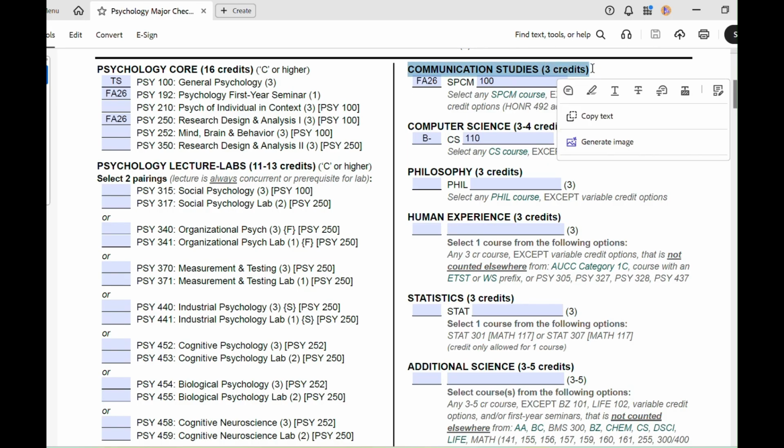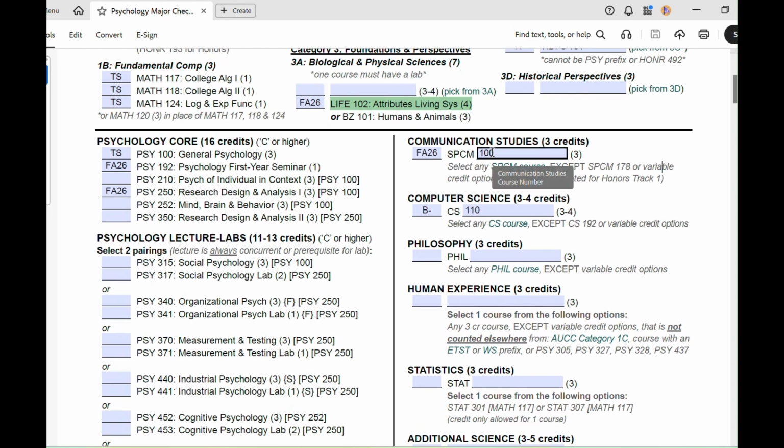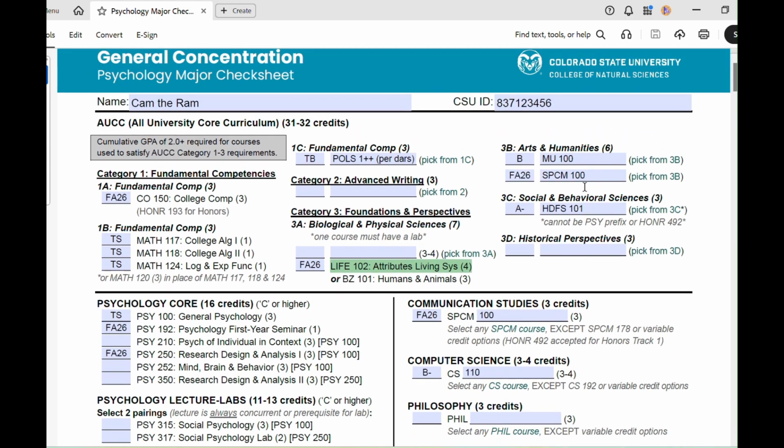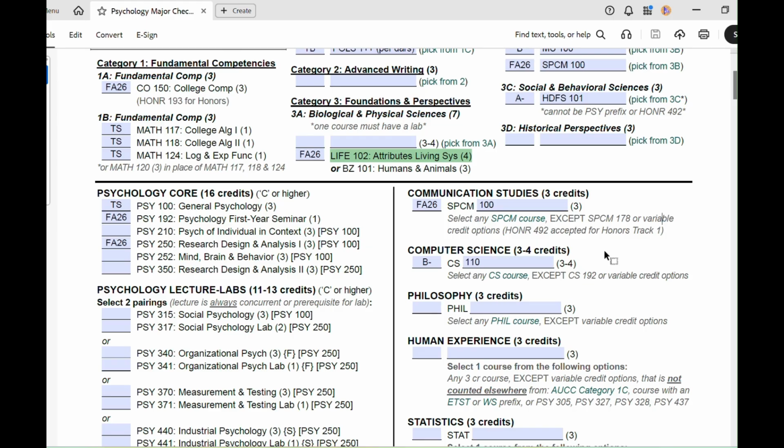All psychology majors must take a communication studies course. This is worth 3 credits. It can be any communication studies course except SPCM 178 or any variable credit option. Cam the Ram is currently taking Communication and Pop Culture this fall. Please note, this course is allowed to double count, so it is counting here and for Cam's Arts and Humanities credit. Next is Computer Science.